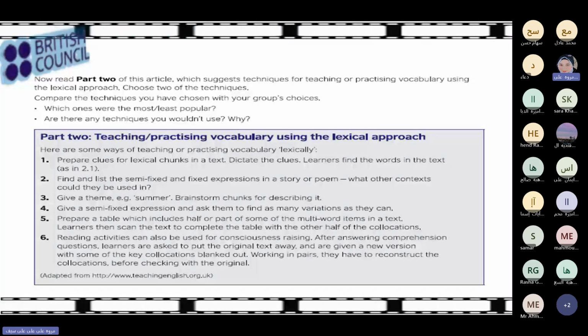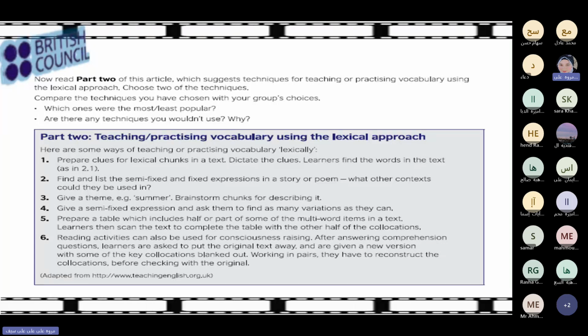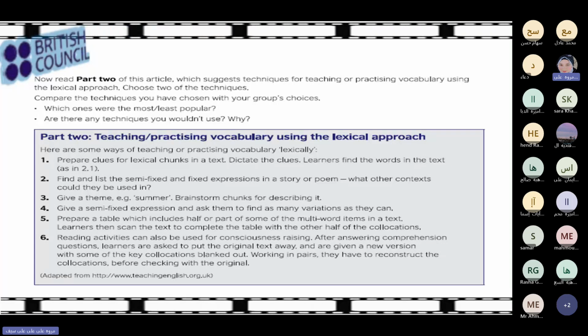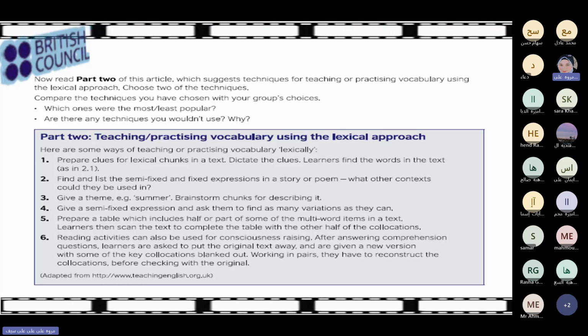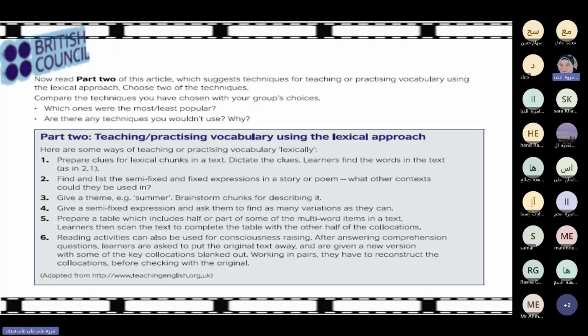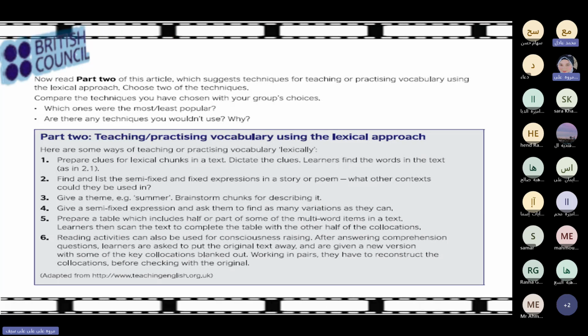And why is that? Are there any techniques you wouldn't use from these, and why wouldn't you use the techniques that you choose not to use from these? So I will say this again and then ask you questions to check your understanding of the task. First things first, please take a screenshot.